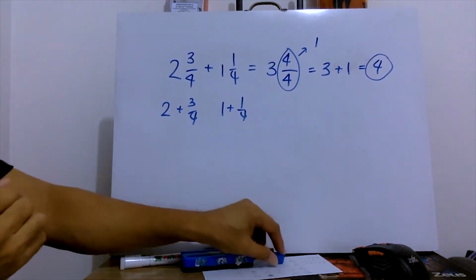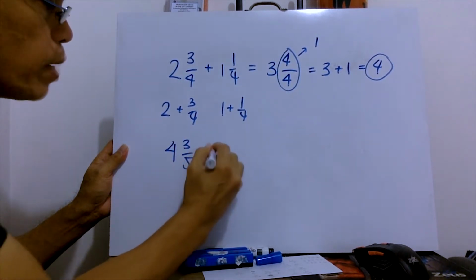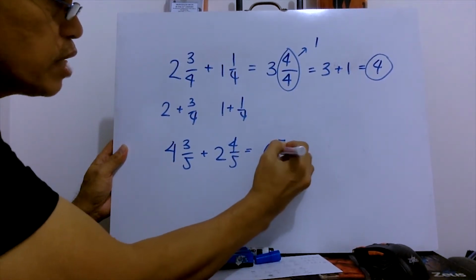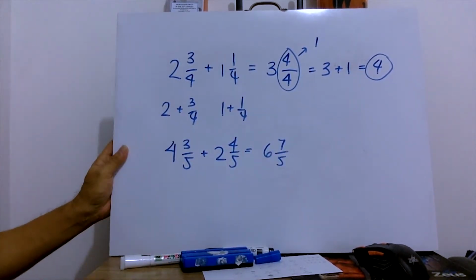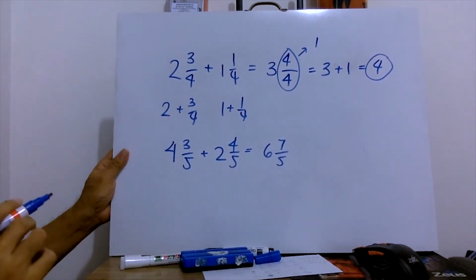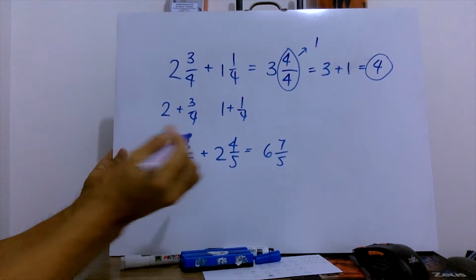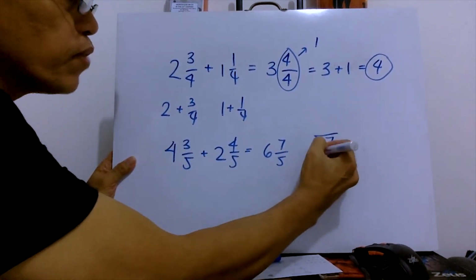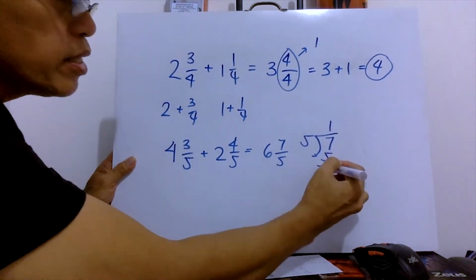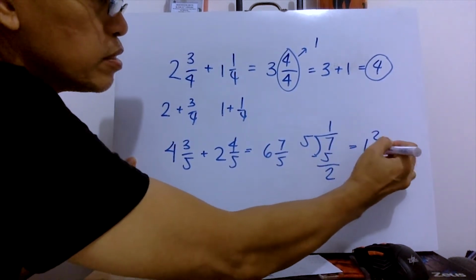Here's another example. 4 and 3/5 plus 2 and 4/5, that's equal to 6 and 7 over 5. But notice that fraction is a bit awkward, right? What do we do with that? We change its form into a proper fraction. Simply divide 7 by 5. That's 1. Then 1 times 5 is 5. And then subtract. That's 2. So 7 over 5 is the same as 1 and 2/5.